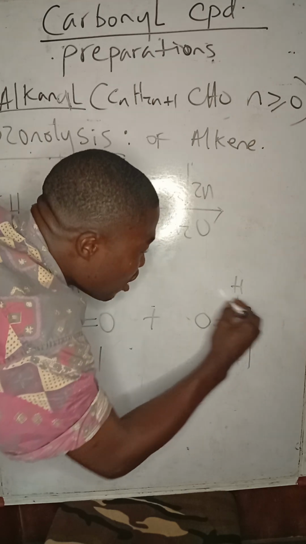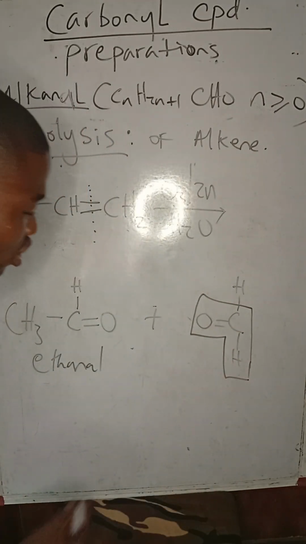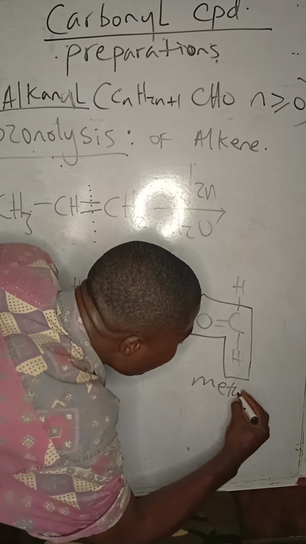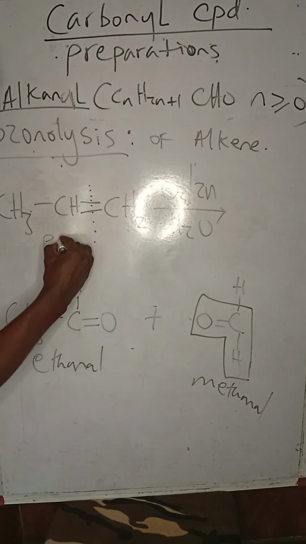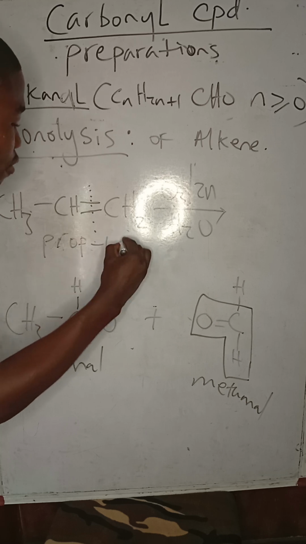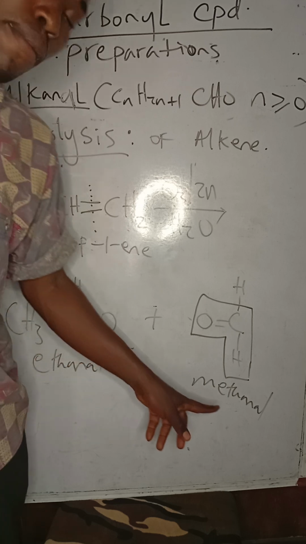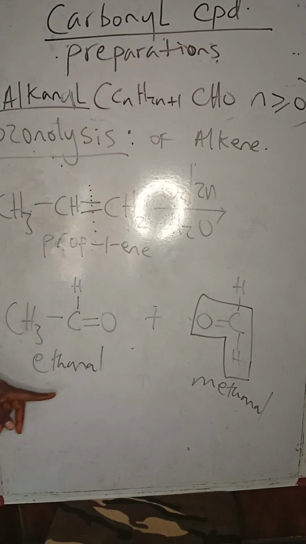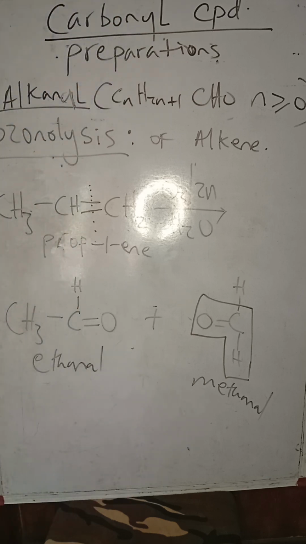This is the functional group here. Please take note, that's the functional group. That's methanal. So this compound is methanal. So ozonolysis of prop-1-ene gives ethanal and methanal.